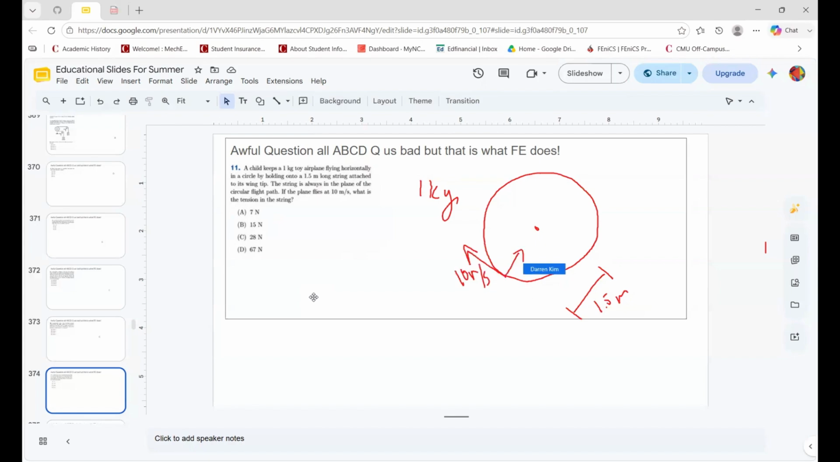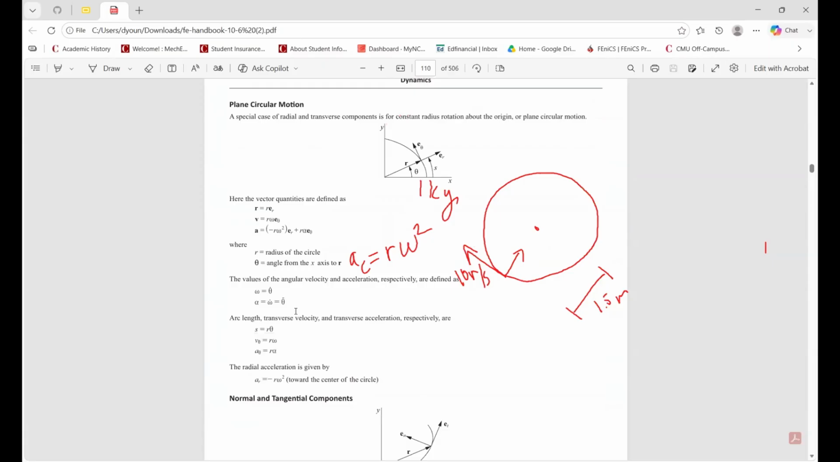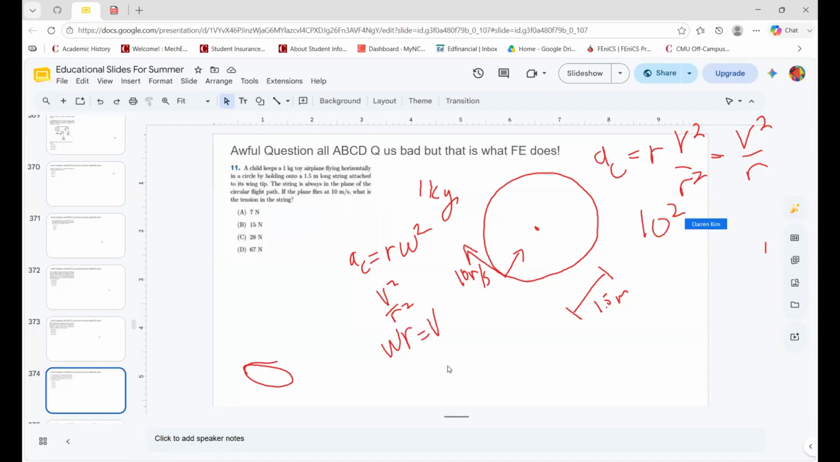I believe this is going AC equal R omega squared. But if you don't remember, go down over here. This should be this thing. Or you can use this one. This one's more clear. That's AC. It's minus, but the sign doesn't really matter. Now, what is the tension over here? We have velocity, so omega R equal V, which means omega is V over R. So AC equal R V squared over R squared, which is equivalent to say V squared over R. So 10 squared divided by 1.5.